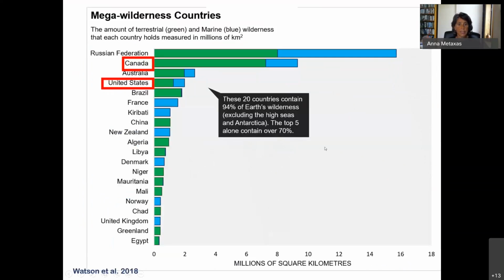But what is important, I think, is that in this figure you can see the contribution. These 20 countries that are listed here contain 95% of Earth's remaining wilderness, and the top 5 alone, so up to Brazil, contain 70%. The reason we put this up here is because we are Canadian, and Canada actually is the second largest holder. And I think this graph illustrates our responsibility as a country to do something to ensure that this wilderness globally is sustained.